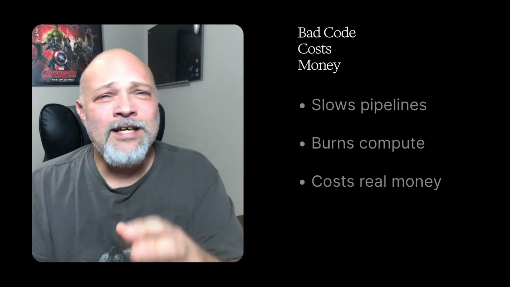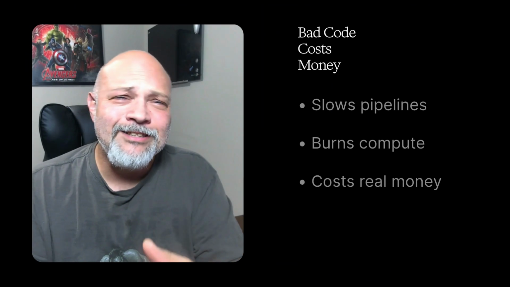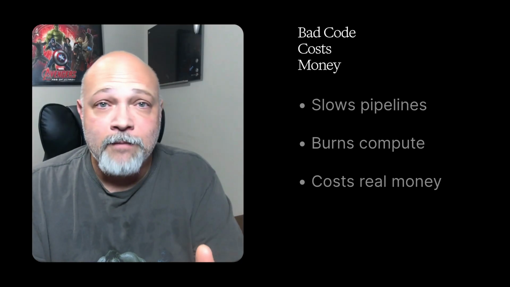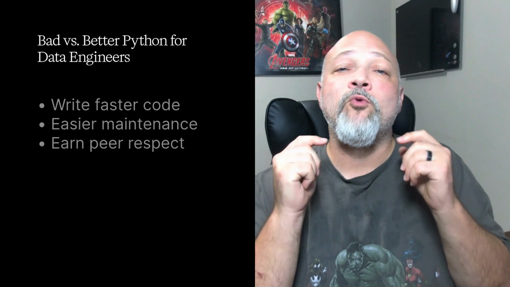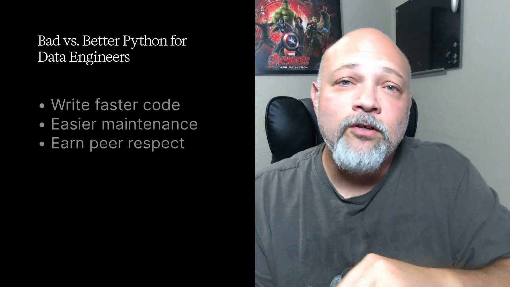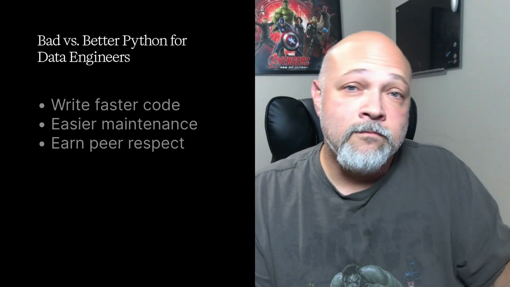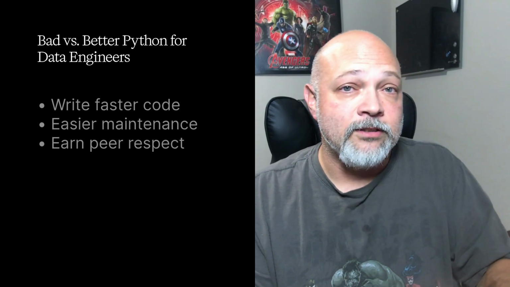Here's the thing. At scale, messy code doesn't just look bad. It slows pipelines, it burns compute, and it costs real money. In this video, I'm going to walk you through 5 real-world examples of bad Python versus better Python for data engineers. If you can spot and fix these, you will write code that runs faster, is easier to maintain, and earns the respect of your peers in code reviews. These are the habits that separate juniors from engineers who look senior.